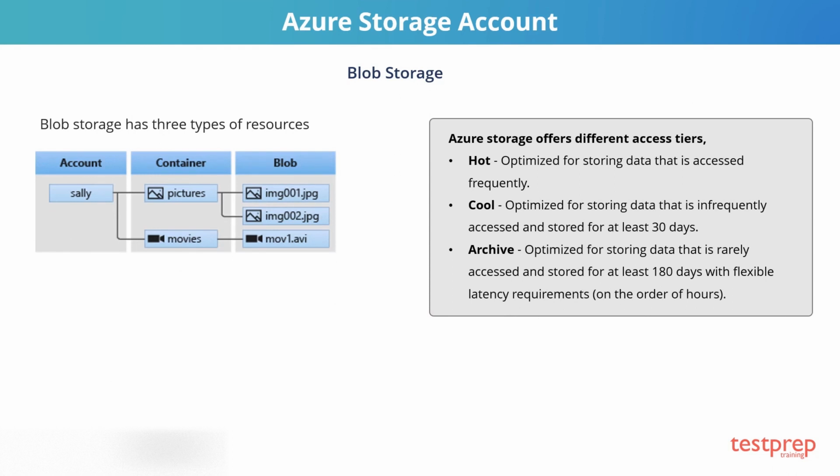Blob storage offers 3 types of resources. First, the storage account itself, then a container in the storage account, and then a blob in a container, which contains your files. With Azure Storage, you have the option of the following tiers. 1. Hot storage, optimized for storing data that is accessed frequently. 2. Cool storage, optimized for storing data that is infrequently accessed and stored for at least 30 days. 3. Archive storage, optimized for storing data that is rarely accessed and stored for at least 180 days with flexible latency requirements.